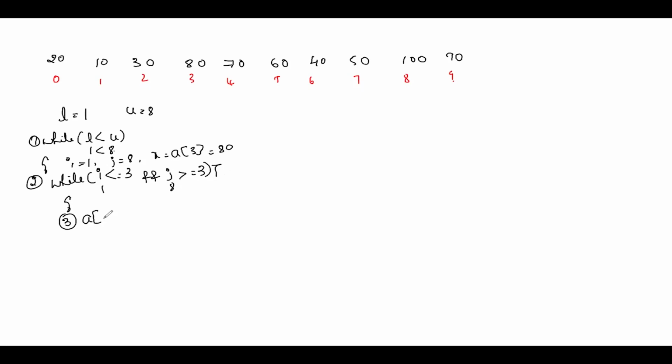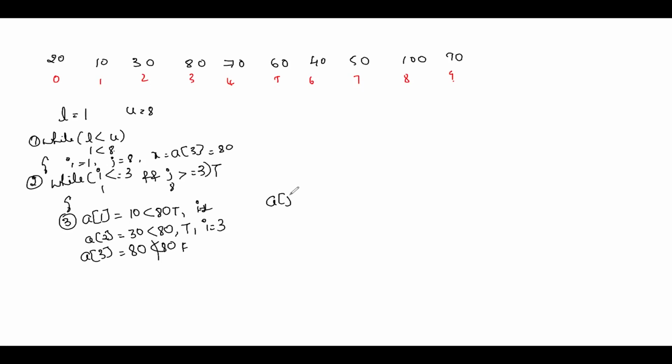So first I will start with A of i. In this case, it is A of 1. I'm going to check whether it is less than the x value. Yes, in this case, it is true. Hence, I'm going to increment the i value to 1 plus 1, which is 2. Next, I will check A of 2, which is nothing but 30, which is also less than 80. True. Hence, I'm going to increment the i value to 3. Now, A of 3 is equal to 80. And here, I'm going to get stuck because it is false. It is not less. It is equal. Hence, this is going to become false.